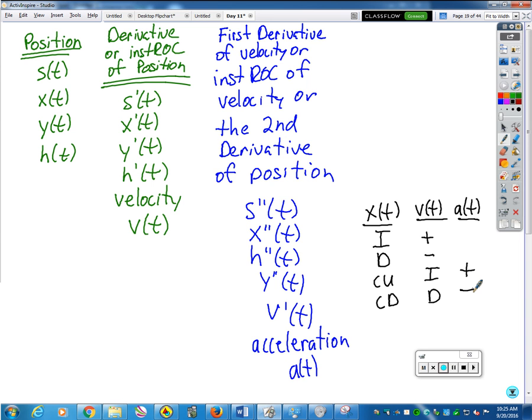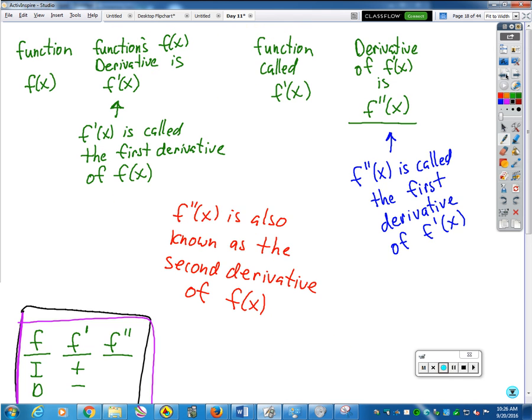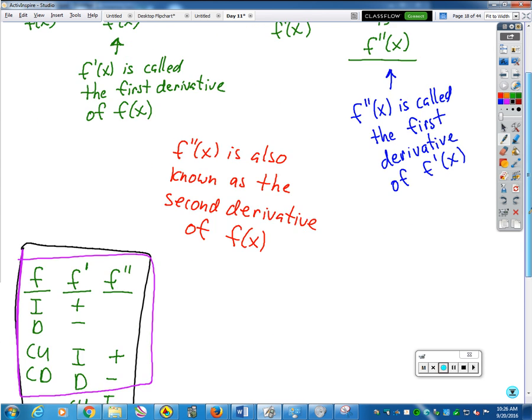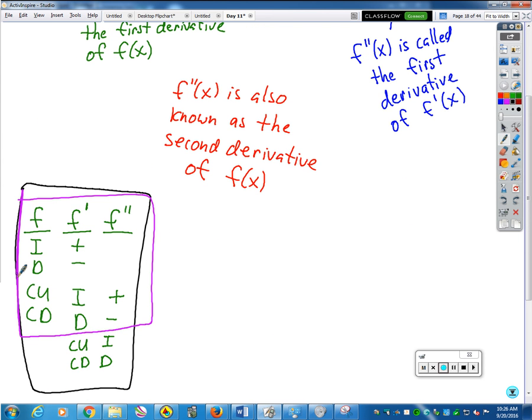Okay. Let's put that here and we'll do a couple of examples to show us how it works. In the homework tonight, what you're essentially doing is using either this table or the other table, which is the same thing, this one here, to answer questions about how f, f prime and f double prime relate to each other.